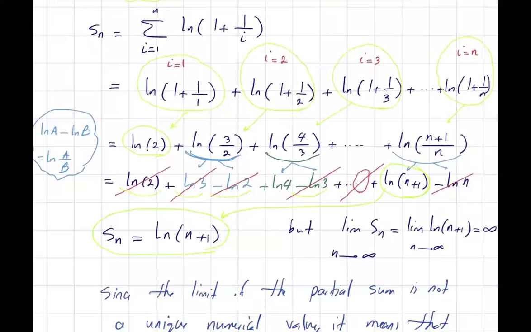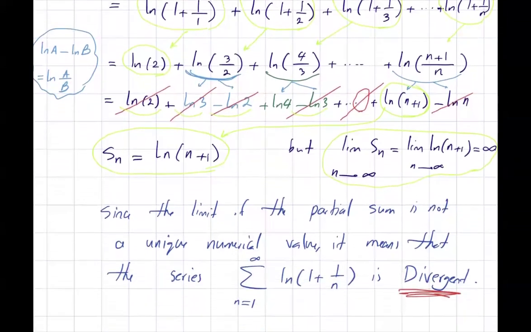But if you take the limit of the Sn, it's the limit of ln of n plus 1, as n goes to infinity, ln goes to infinity. What's the meaning of that? Based on the definition of convergence of a series, since the limit of the partial sum is not a finite numerical value, it means that the series itself is a divergent series.